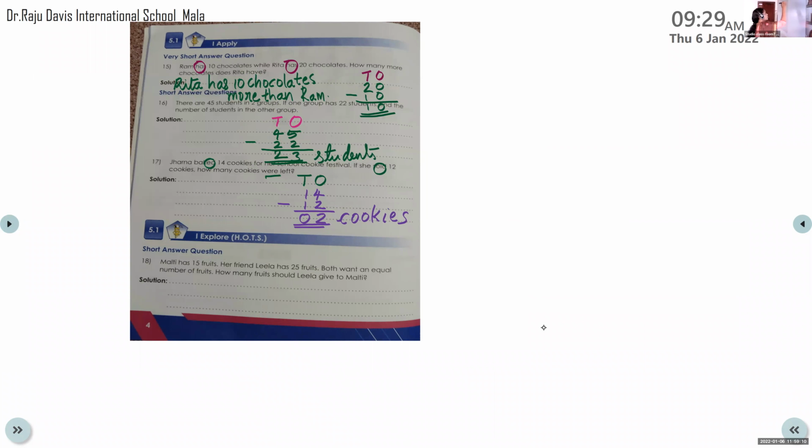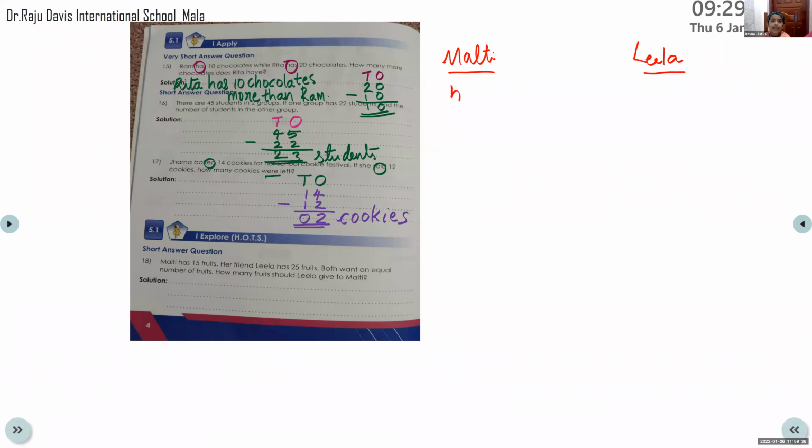Let me write here. One is Maladi. No need to write, you people. Please listen here. Maladi and another one Leela. Now I'm going to draw the fruits. I'm thinking it is an apple, maybe apple. Okay, so Maladi, how many fruits are there? 15 are there. Okay. So I'm going to draw 15 apples.